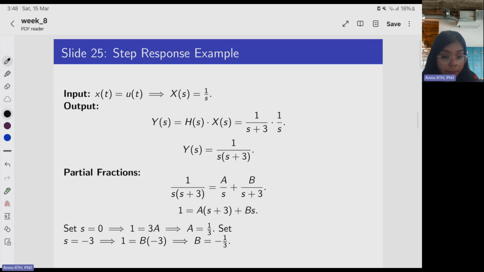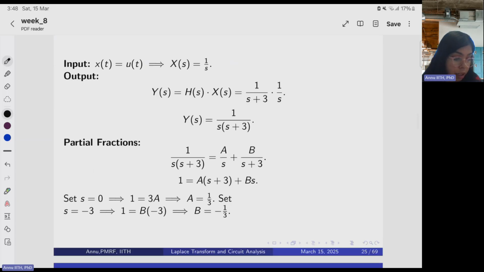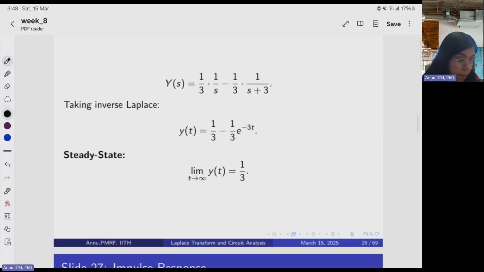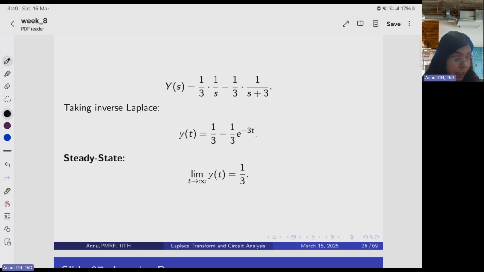If you solve for A and B, you will get A equals 1 by 3 and B equals minus 1 by 3, and you'll have this. So the steady state response will be, as t tends to infinity, definitely 1 by 3, since e to the power minus 3t goes to 0. That is something you can try yourselves. So any doubts so far?